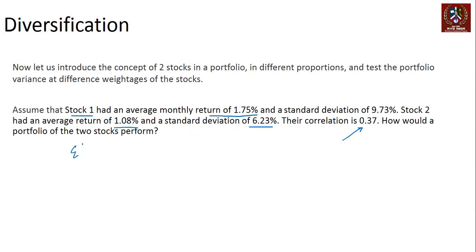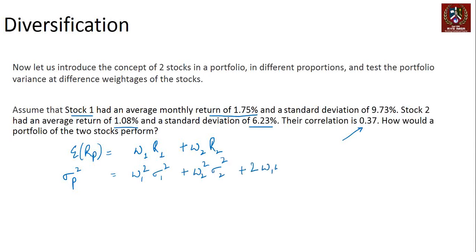Now, we know that the expected return of the portfolio is nothing but weight of stock 1 into return of stock 1 plus weight of stock 2 into return of stock 2. So that's straightforward. We can calculate that, whatever weights we use, right? Now, variance of the portfolio, sigma p square, is given by weight of 1 square, sigma of 1 square, plus weight of 2 square, sigma of 2 square, plus 2 into weight of 1, weight of 2, sigma of 1, sigma of 2, and correlation between 1 and 2, right? So we have all the values with us. We can try and calculate this and understand what happens to this portfolio.